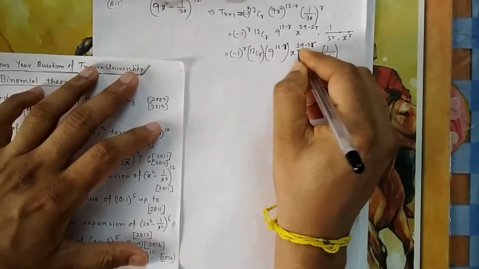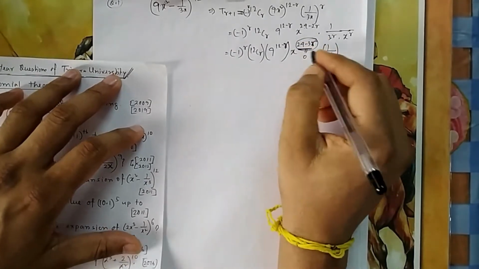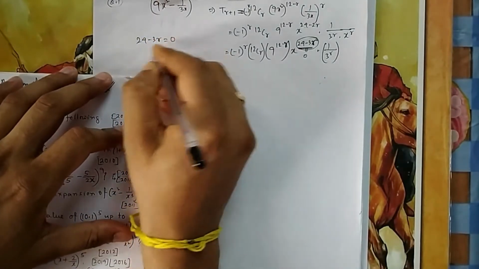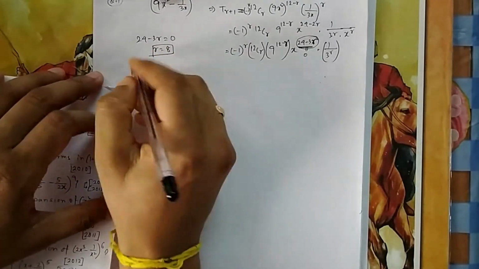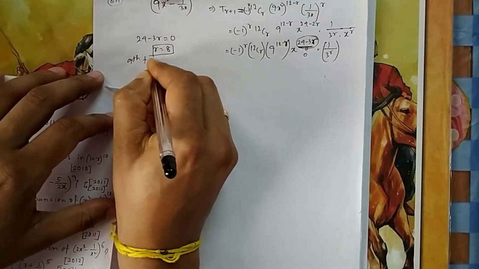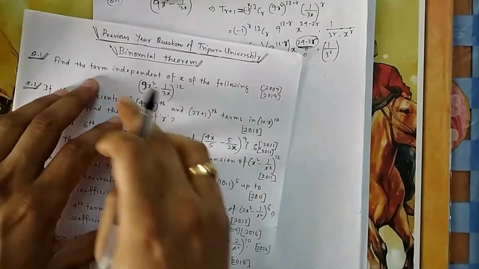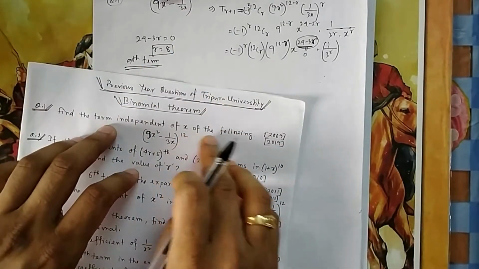So this power we need to make 0, because your x to the power should be equal to 0. So from here we will get the required term, therefore 24 minus 3r should be equal to 0. Once you know this is 0, that means r should be equal to 8. That means the required term is the 9th term. If they ask which term, then the answer is the 9th term; the 9th term is independent of x.